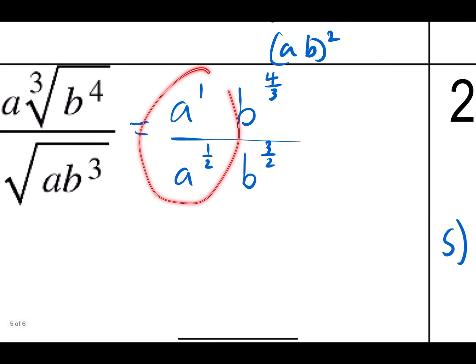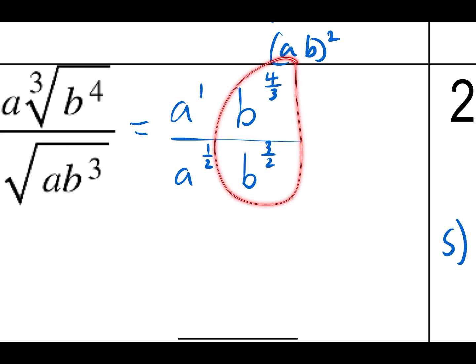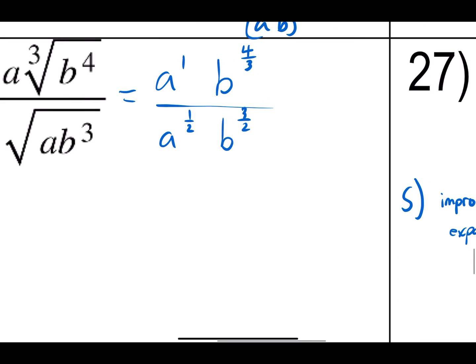Okay, like base over like base. We subtract top minus bottom. Now let's see what we're going to end up with. 1 minus 1/2 is 1/2. That's great, because now all I have is a to the 1/2 in the numerator. 4/3 minus 3/2. Need a common denominator of 6. 4 is going to become 8.